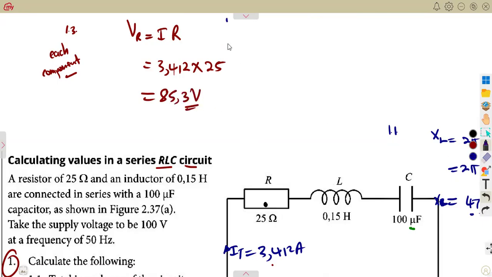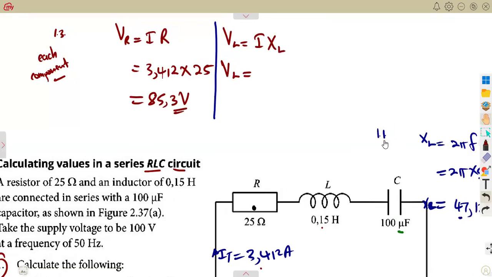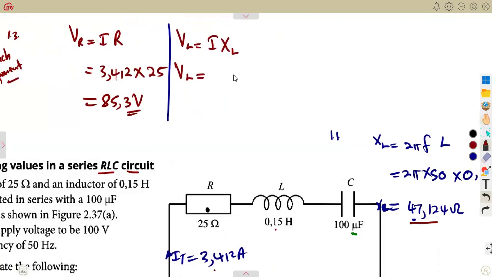We do the same thing to calculate the voltage across the inductor: total current times XL, the reactance of the inductor. Do we have the reactance? Yes, we calculated it, remember. So the reactance we just take. Current 3.412 times the reactance, which was 47.124. That gives us the voltage across the inductor, which is 160.787, sorry, volts.